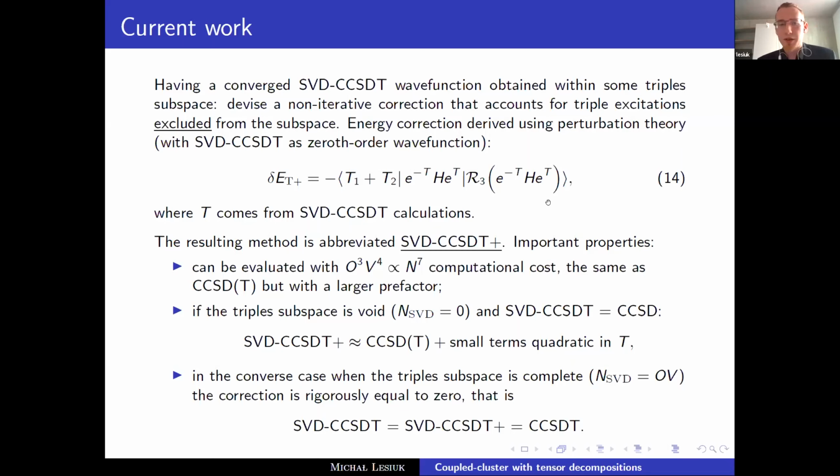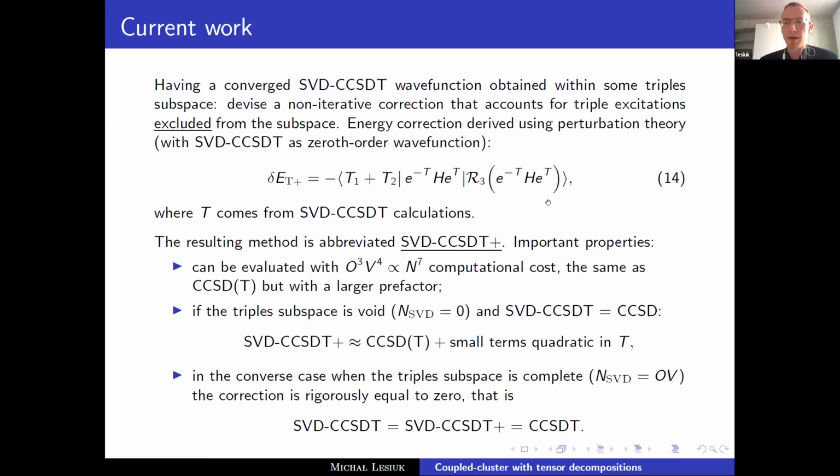So the question is, now you have a reasonably good wave function, SVD CCSDT. The question is, can you account for the missing triple amplitudes by using perturbation theory or some non-iterative correction? And it turns out you can. If you apply perturbation theory in a variant that is more like equation of motion type theory, you arrive at the correction that is given by equation 14. This is a non-iterative correction. So you simply add that on top of SVD CCSDT, and this correction accounts for the missing triples that were excluded from the SVD subspace.